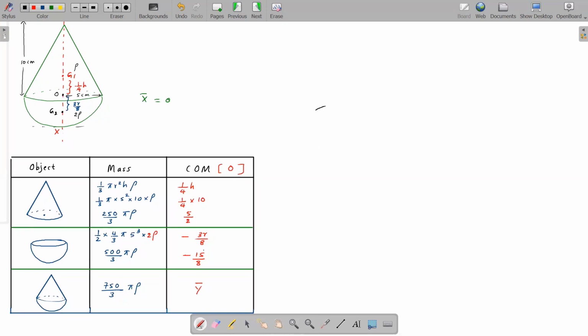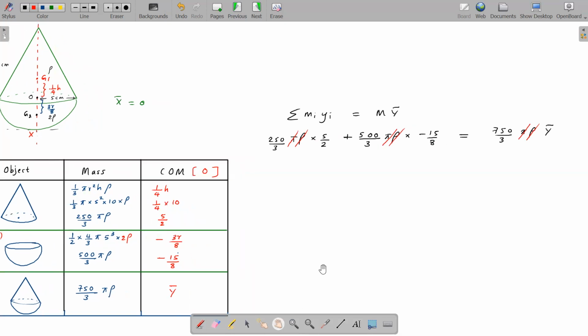Let's multiply. Sigma mi yi equals total mass into y bar. So sigma mi: 250 over 3 pi rho into 5 over 2, plus, okay, we're adding, right, guys? We're adding the two objects. So plus 500 over 3 pi rho into, guys, be careful here, it's minus 15 over 8, right? It's minus 15 over 8. Equals total mass, which is 750 over 3 pi rho, into y bar. Agreed? Everyone has pi rho. Cancel out the pi rho. And then multiply and get the answer, guys.